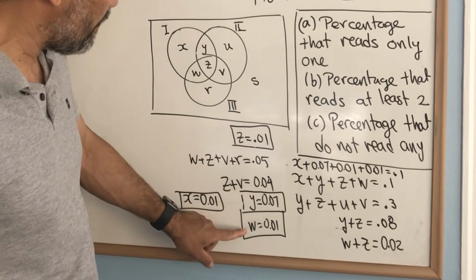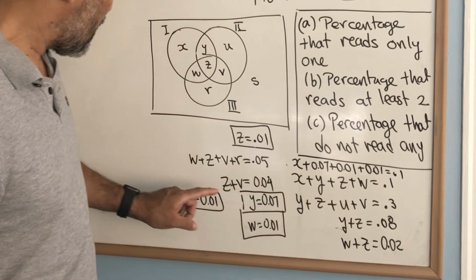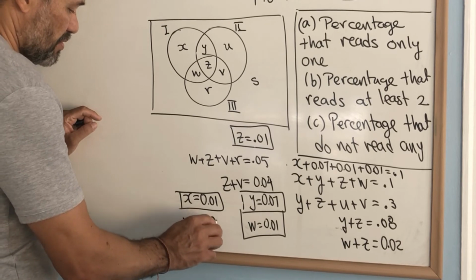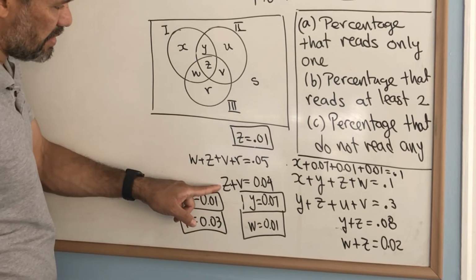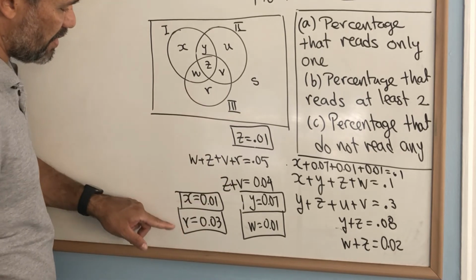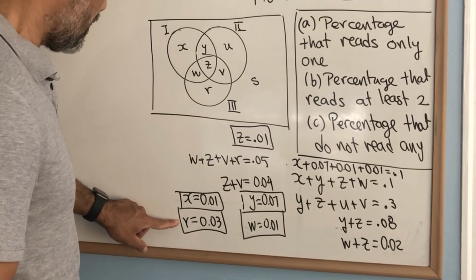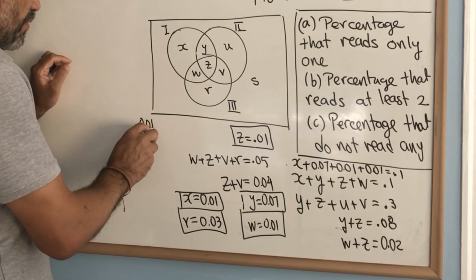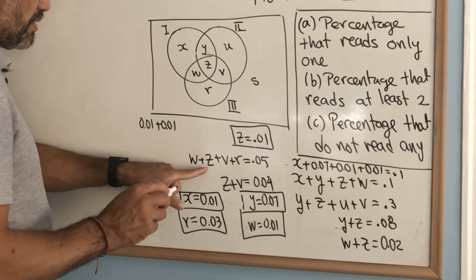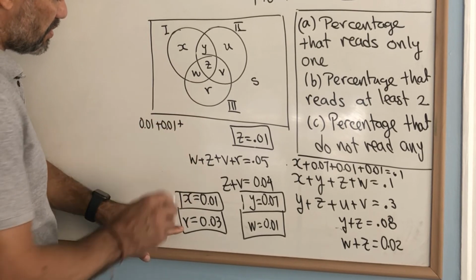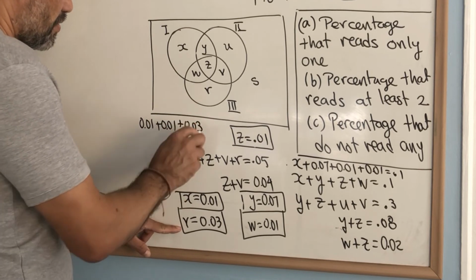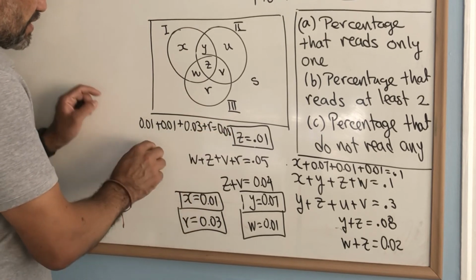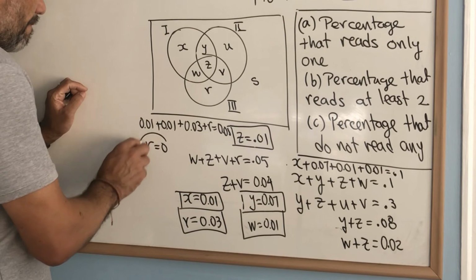What else is missing? X, Y, C, W, U. Let's see, from here we can get that V is 0.03, because C is 0.01. And from here we get that 0.01 plus 0.01 plus V, 0.03, plus R is 0.05. That means that R is 0.